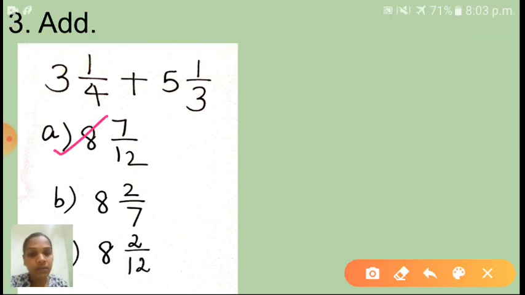8 7 upon 12. Children, this is a mixed number addition. Subtraction also you have to do in that same way, but instead of addition you have to subtract. Understood children? The whole part you have to add separately and the fractional part separately. That fractional part we have to convert into like fraction. For that we have to find what? The LCM of the denominators. So I hope you understood this one. Children, you have to practice at home. Shall I go to the next one now?